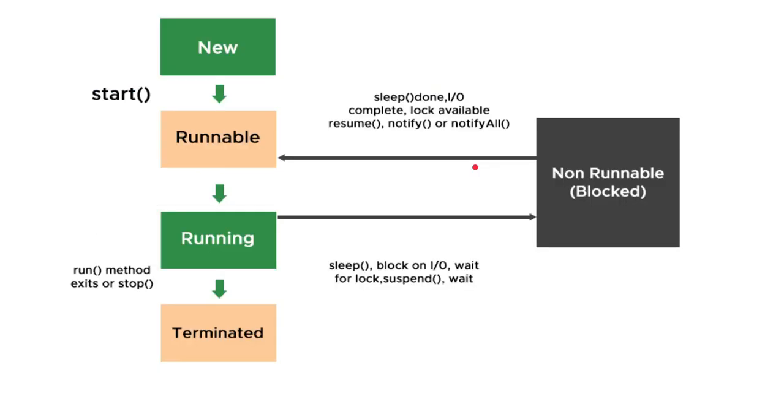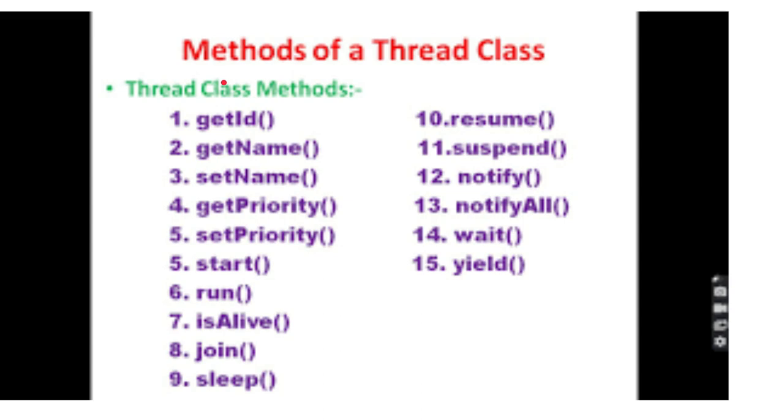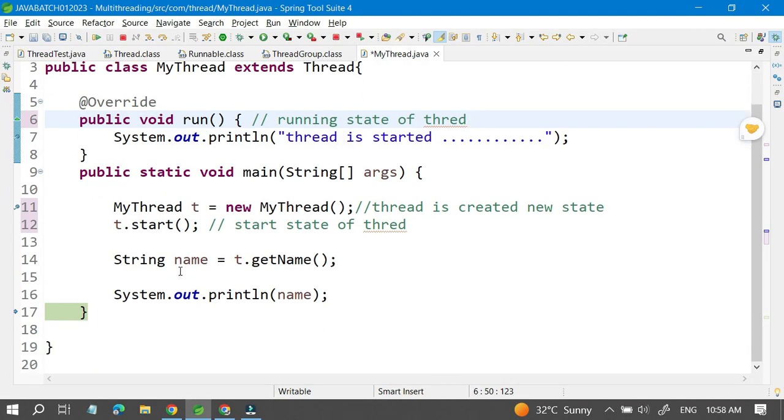Methods of the Thread class. There are so many methods in the Thread class, like getId. If you want to fetch the id of a particular thread, we can write getId. getName, we have already used, and setName. So let me do something. Here this is getName. So right now if you run this application, what are we getting?